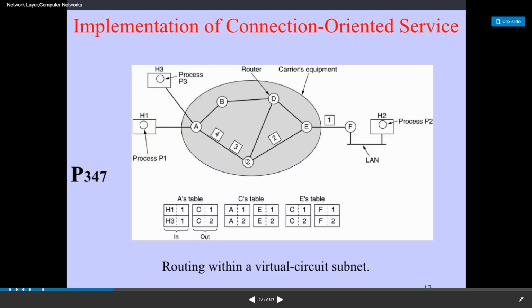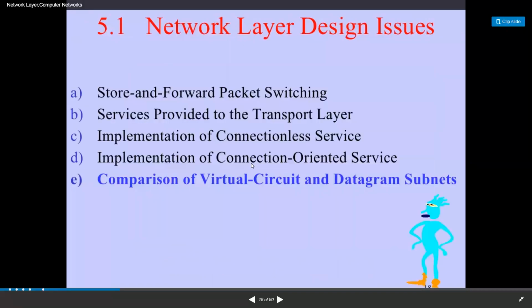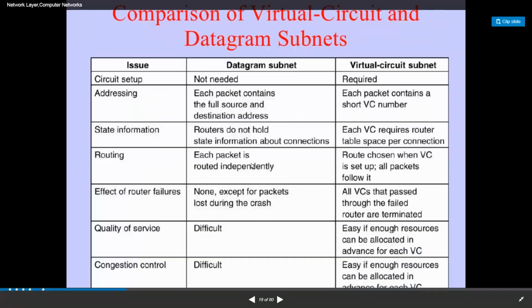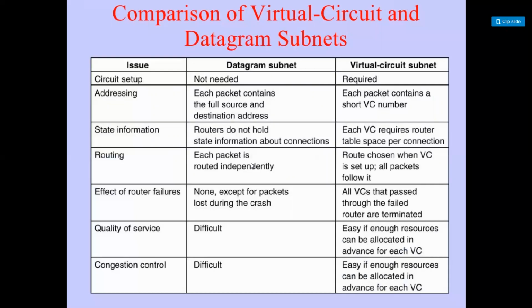Because it is having a virtual circuit number. I will tell you a simple way after completion of this one. Next, routing. Here in datagram subnet, each packet will be routed independently. That means the routes are independent. Suppose one packet may go to one route, another packet may choose another route like that.